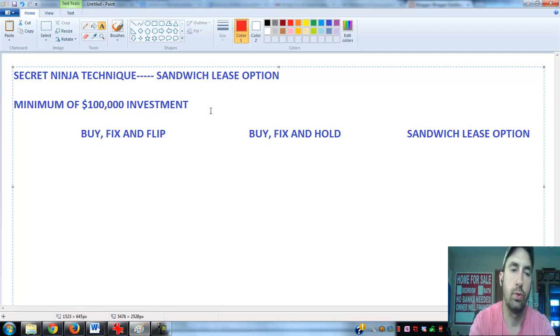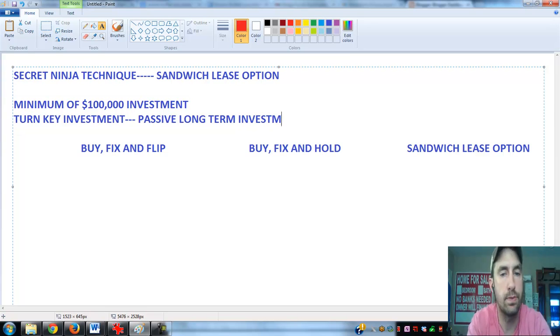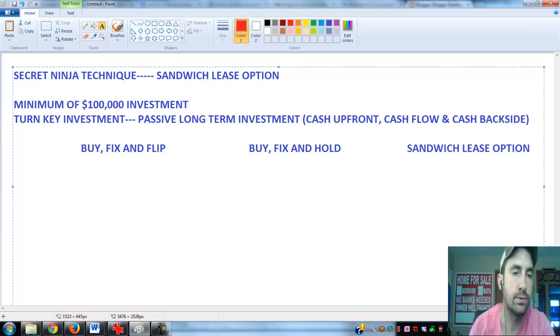We are going to be looking for an absolute minimum of $100,000, and this is going to be a turnkey investment. What that actually means is this is going to be a passive long-term investment that is able to provide you with some cash up front, some cash flow, and then cash on the backside. That's what we are going to be talking about today.